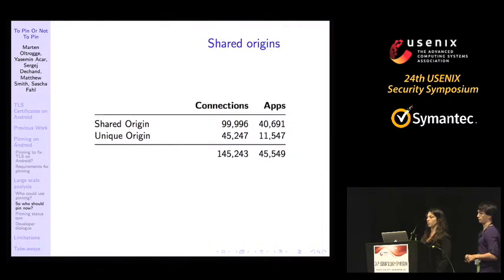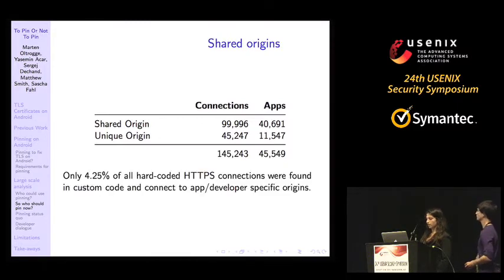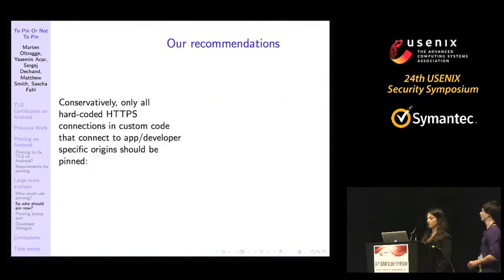The last thing we checked was if the origins were shared or unique, and found that only 45,000 were unique. So altogether, 4.25% of all hard-coded HTTPS connections were found in custom code and connect to app-specific or developer-specific origins. And so therefore, conservatively, we can only recommend these connections to be pinned.